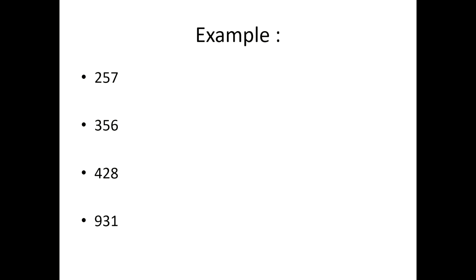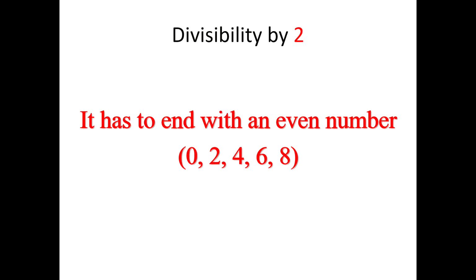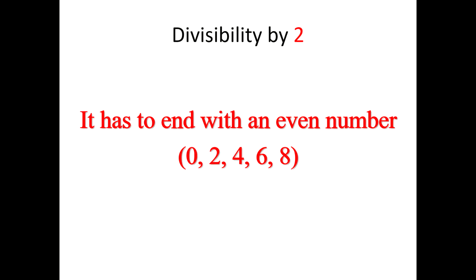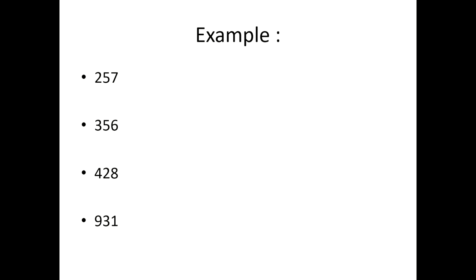Okay, so here, let's just answer these questions. In each question, we're going to be answering if it's divisible by 2 or not. And remember the rule of divisibility for each number. Now 257. The rule of divisibility by 2 is that it has to end with an even number. So 257 does not end with an even number because 7 is not an even number, so it's not divisible by 2.